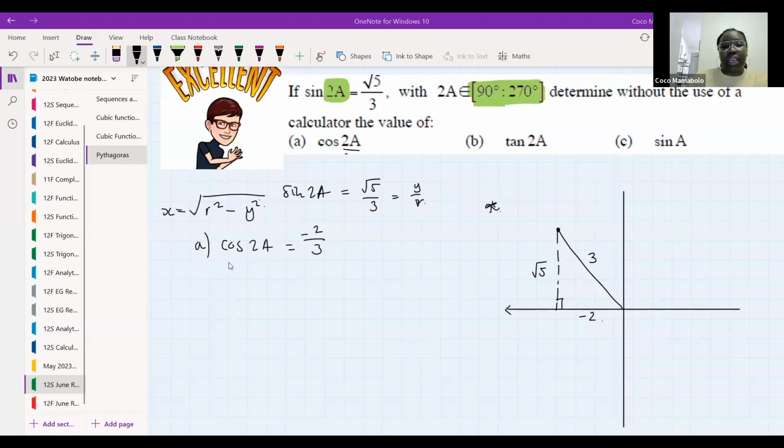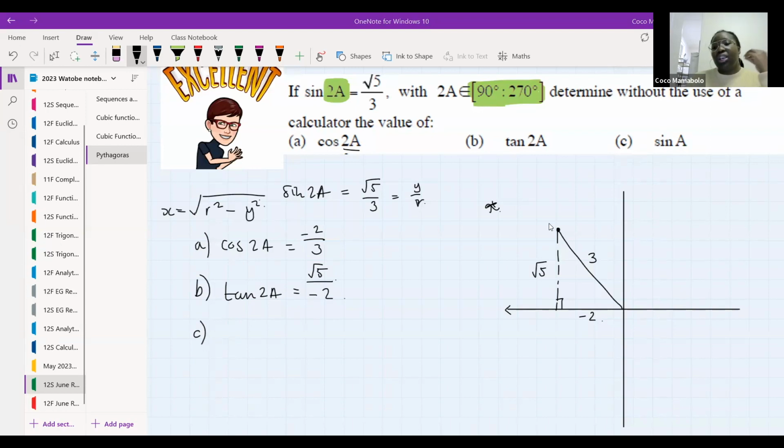Okay, same with B, guys. B, we just want the tan of 2a, so this shouldn't be too difficult at all. That is going to be y, which is 5 over 2. I mean, 5 over -2. Y over x, which is 5 over -2.